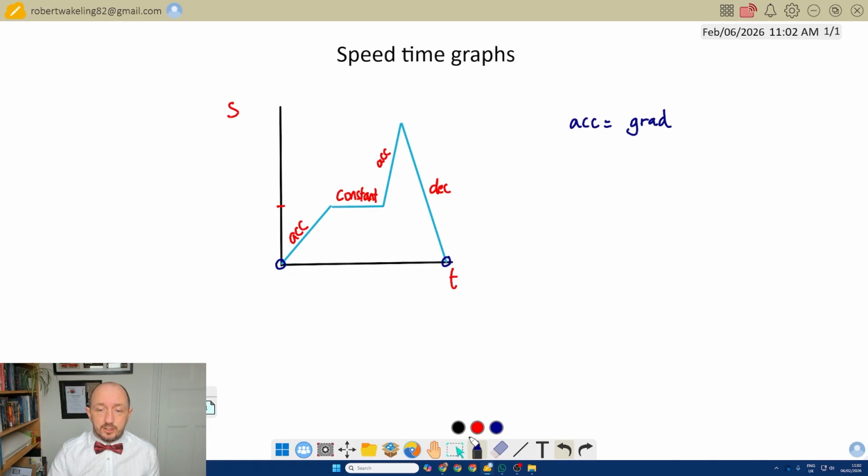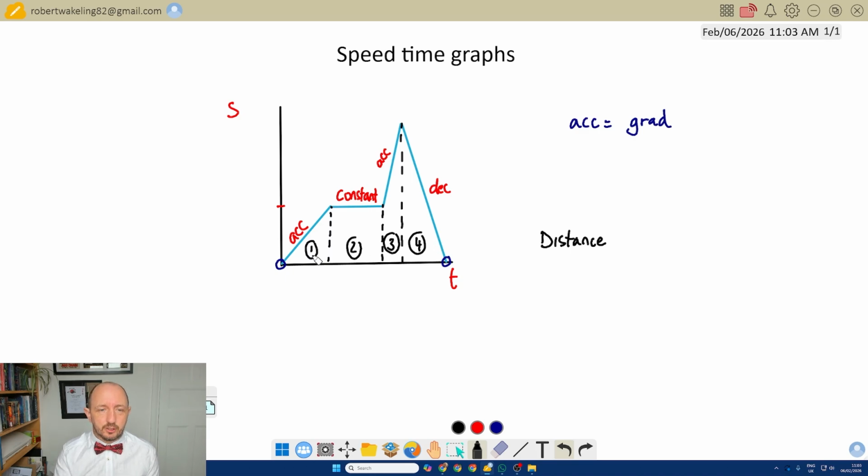The other features that we need to be aware of are, if I split this graph into chunks like this, and I work out these areas, when I add them all together, this will give me the total distance traveled. So we can work out the distance that this object has traveled by working out the area underneath the graph.